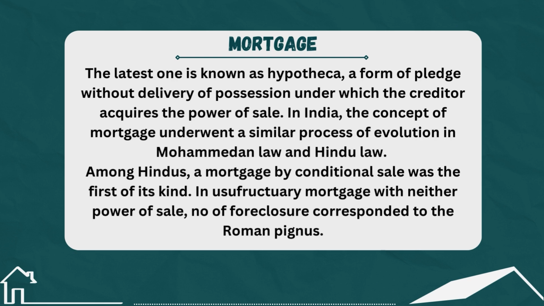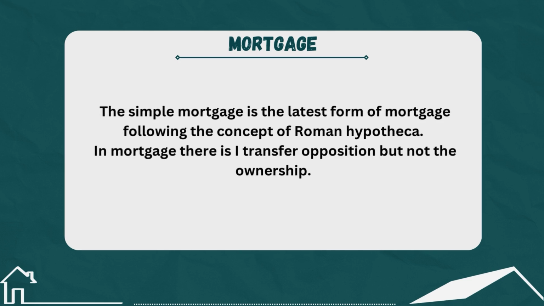In India, the concept of mortgage underwent a similar process of evolving in Mohammedan law and Hindu law. Among Hindus, a mortgage by conditional sale was the first of its kind. The usufructuary mortgage, with neither power of sale nor foreclosure, corresponds to the Roman pignus. The simple mortgage is the latest form of mortgage, following the concept of Roman hypotheca. In a mortgage, there is a transfer of interest, but not of ownership.